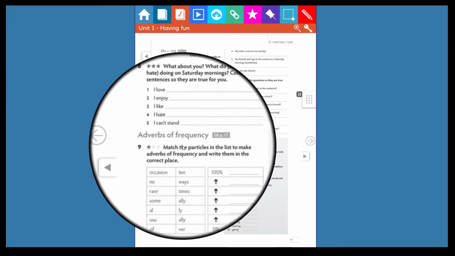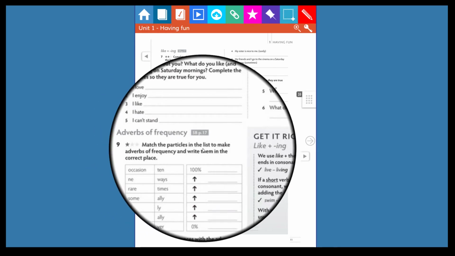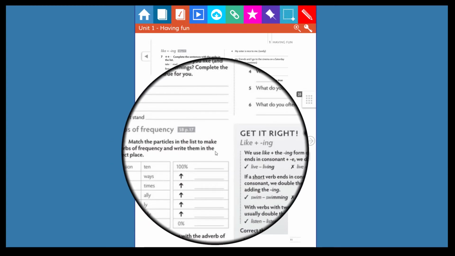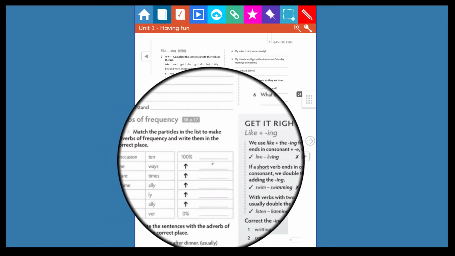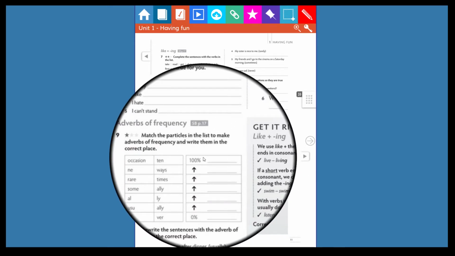Adverbs of frequency. Number 9. Match the particles in the list to make adverbs of frequency and write them in the correct place. Okay, so you have to match the correct frequency adverb, and then you have to write in the correct position, the correct place. Now, 0% and so on.